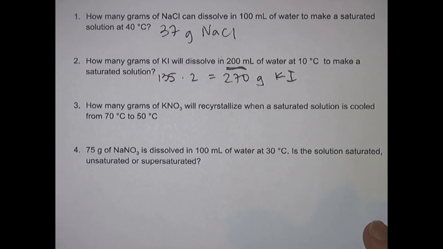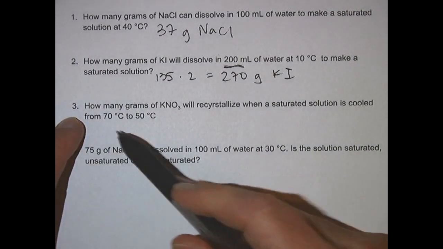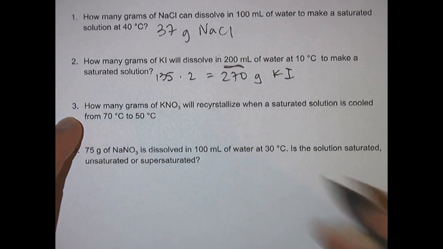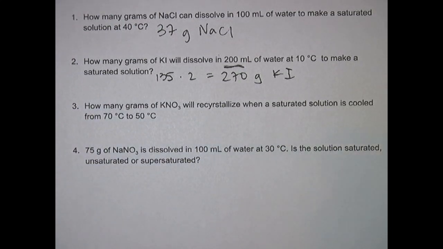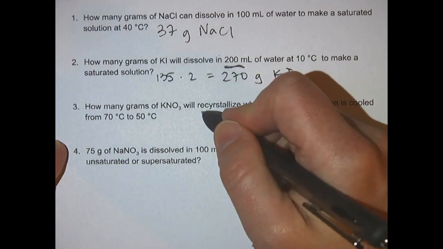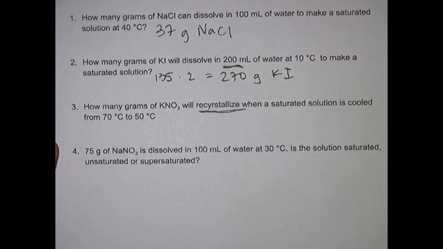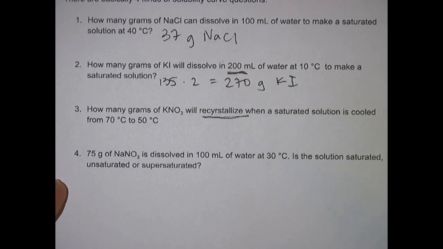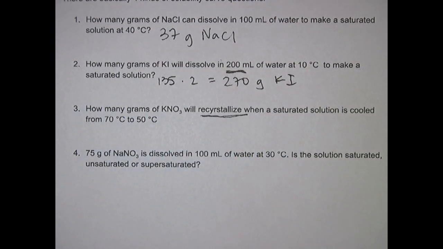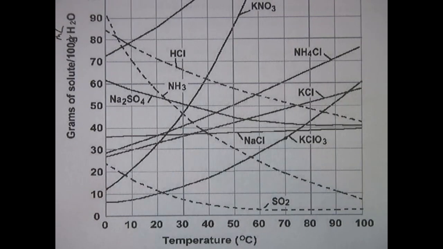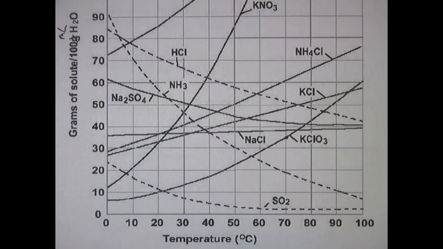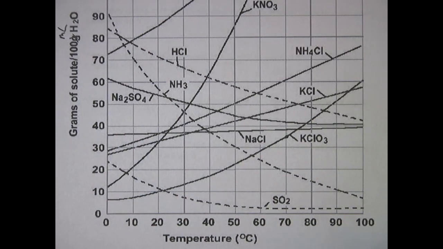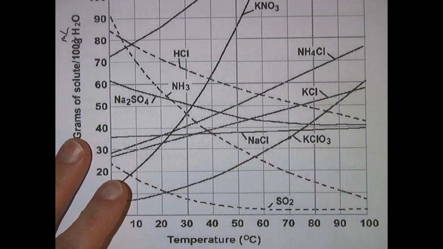Okay. Third kind of question you might see. How many grams of potassium nitrate will recrystallize when a solution is cooled? So what happens is if you take a solution and you warm it up and you dissolve some sugar in it, or whatever it happens to be, in this case it's potassium nitrate, when it cools down it can't hold all that sugar that you dissolved in it, right? Because most of these, as you saw, as they cool down they can hold less and less stuff. So that sugar, or whatever it happens to be, has nowhere to go.